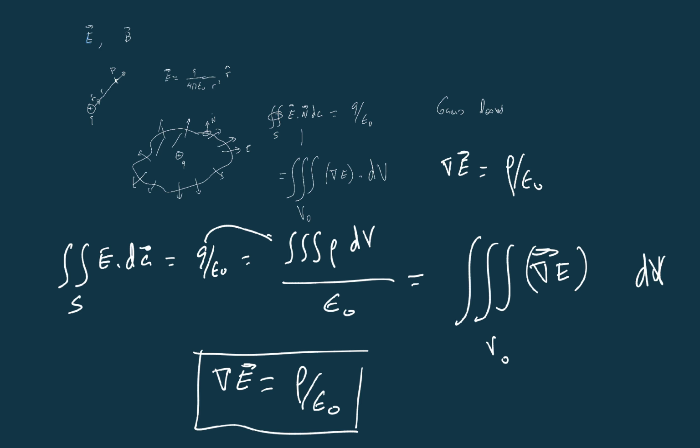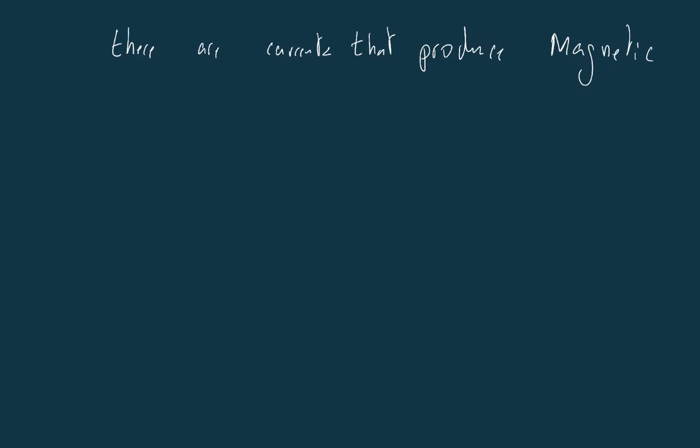And this is the first law of Maxwell equations that we will do more practice about. Let's go to the second law of Maxwell equations. The second law says like this: there are charges that produce electrical field, and now there are currents that produce magnetic field. They are different vector fields, and they act on charged particles in different ways.